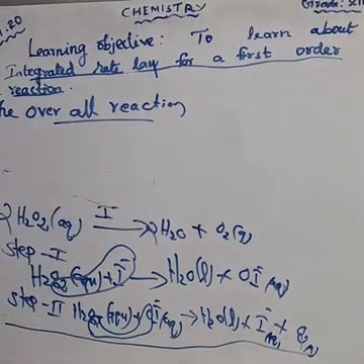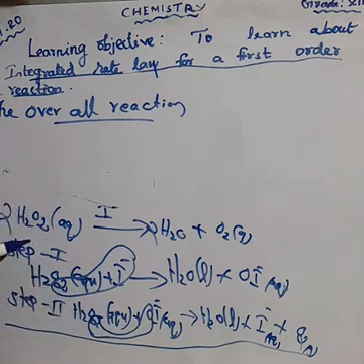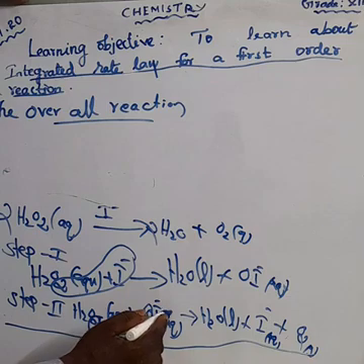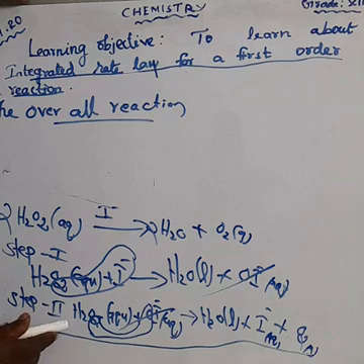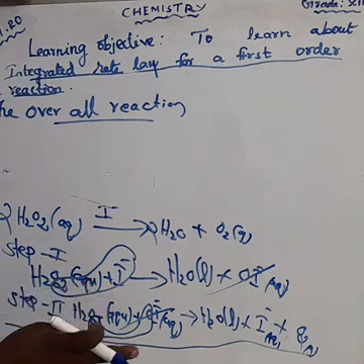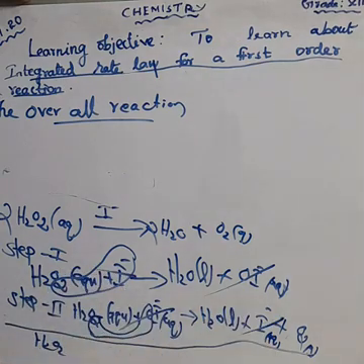What are the possibilities for writing the overall reaction? Opposite species can be cancelled. Here, OI minus is cancelled, and we also have hydrogen peroxide in step 1 and step 2. So we can write hydrogen peroxide, H2O2. Here also we cancel I minus and I minus also cancel.